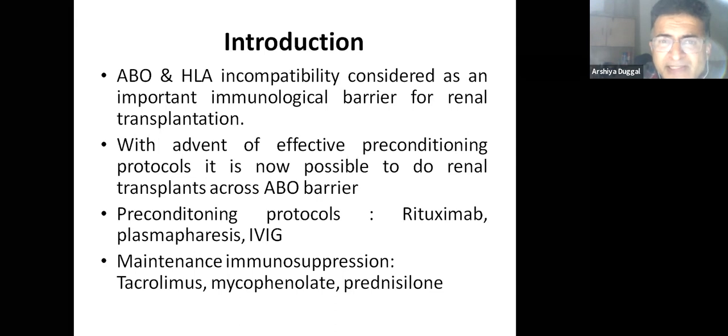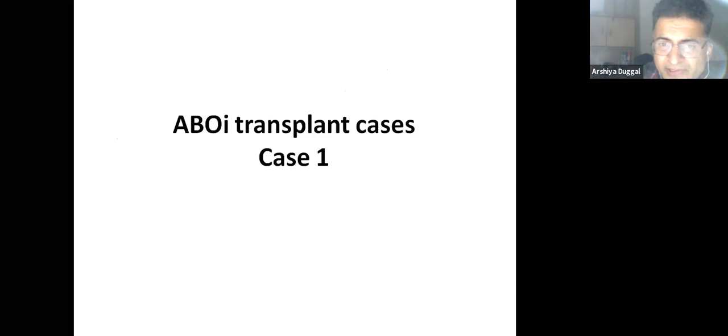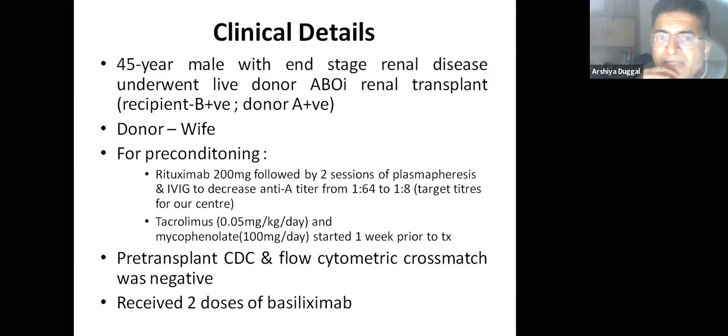So that means these ABO-incompatible patients are exposed to CNIs for a longer duration as compared to conventional transplant. I'll show you this case and then you will understand. This was a 45-year-old male with end stage renal disease who underwent a live donor ABO-incompatible renal transplant. Recipient was B positive and donor was A positive.